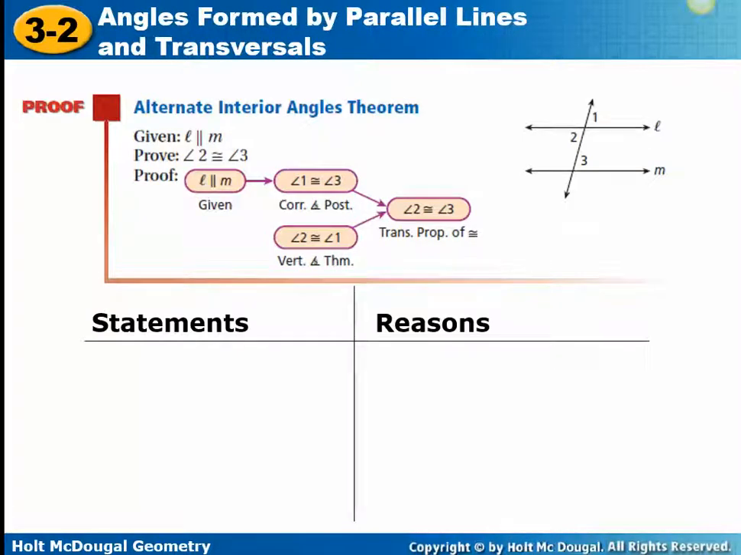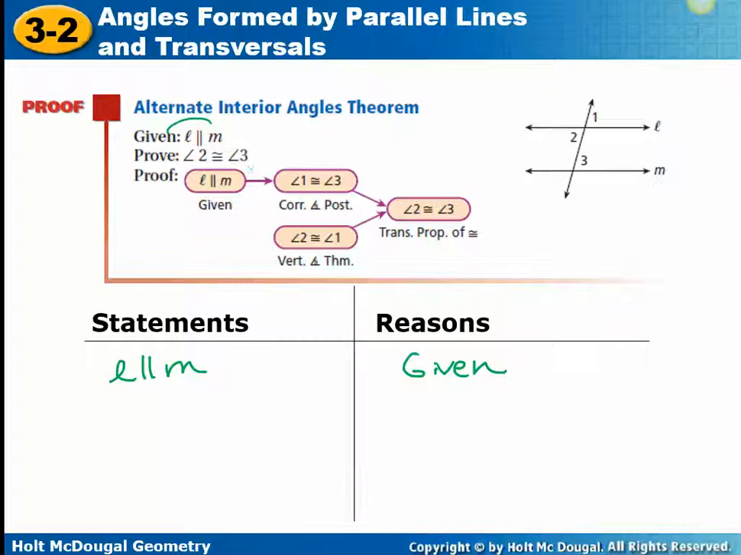Here's the proof of the alternate interior angles theorem. The other two proofs are problems in your book. One of them will be on your worksheet completed, and one of them will be for you to finish. All right, so we are given that L is parallel to M. That's what this means here. So I can write that down: L parallel to M, that's given. This is a flowchart proof, it's called.